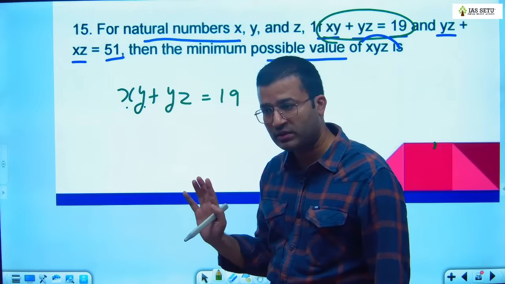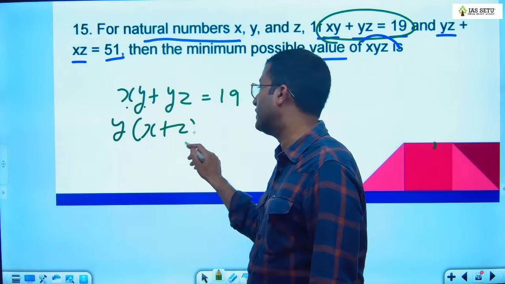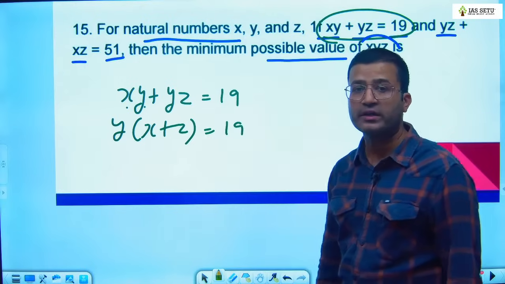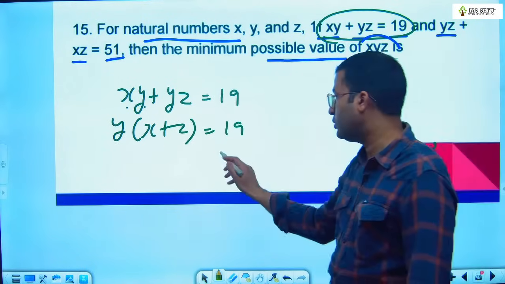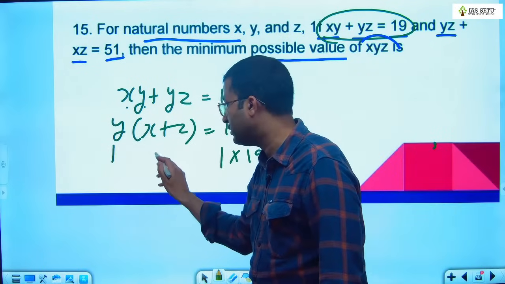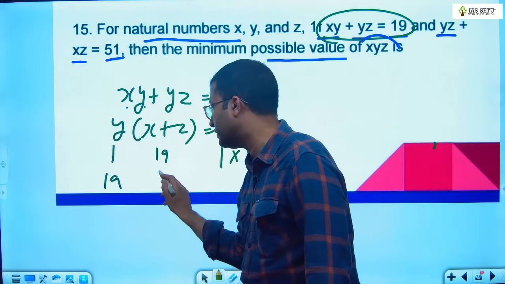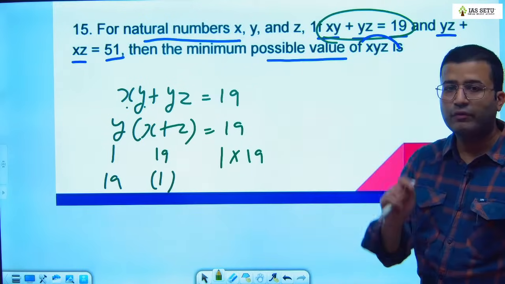Then I can take y common. Now I can take y common, right? y times (x plus z) is 19. How do you break 19? 1 into 19. You can't take 2 into 9.5. The only possibility is 1 into 19. So there is a possibility y is 1, then x plus z is 19.